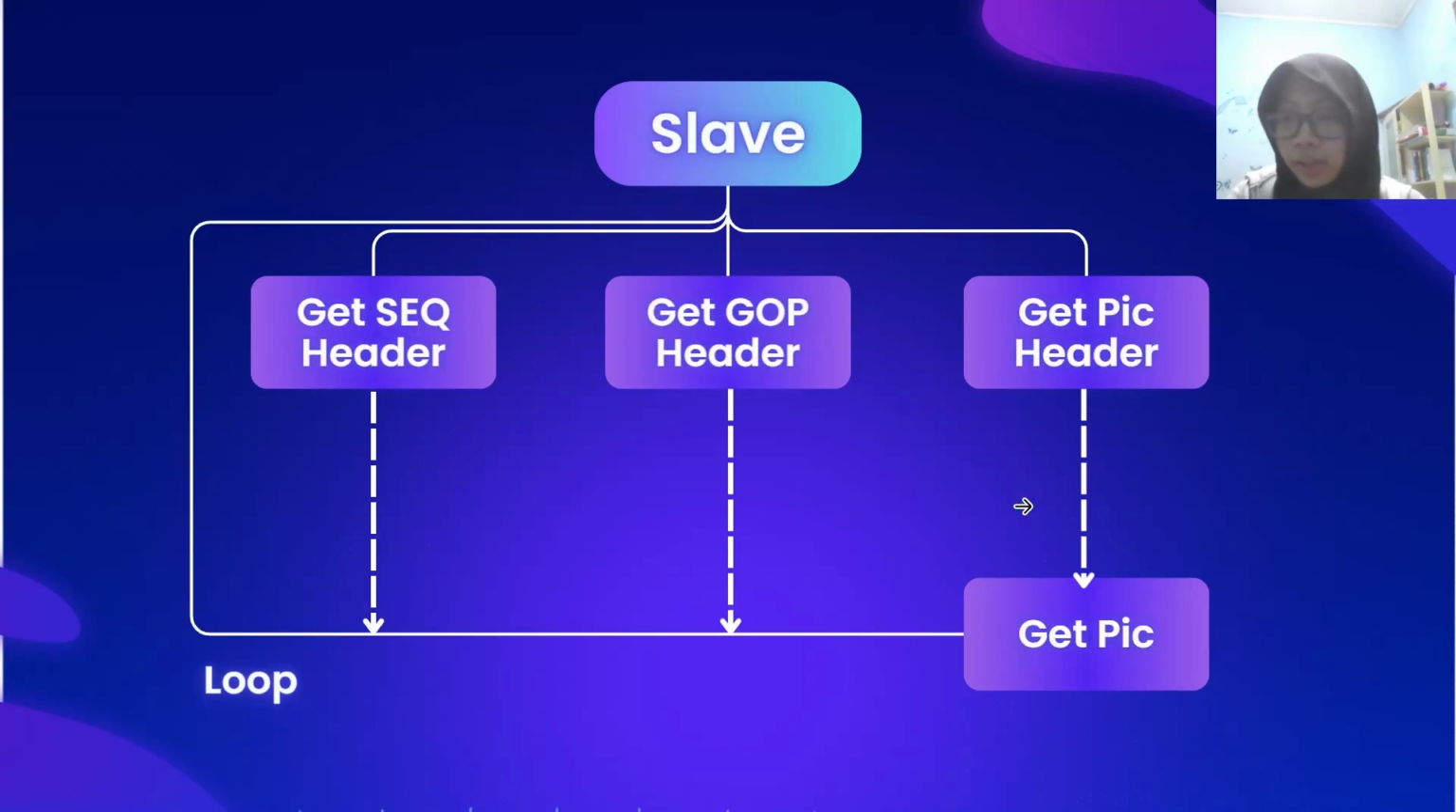Next is the slave. Slave videos also go through a sequential processing loop. We can retrieve crucial information about the sequence and the GOP structure by using the get SEQ header and the get GOP header functionalities. And for the slaves, there might not be a direct put step, and instead the loop may return to the initial steps after get picture header.